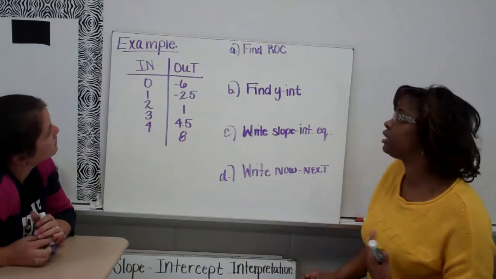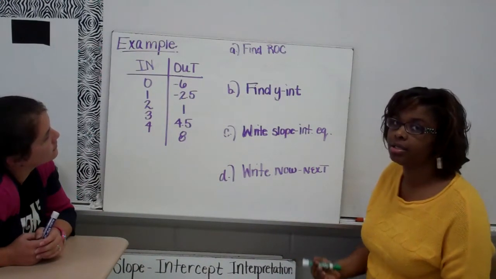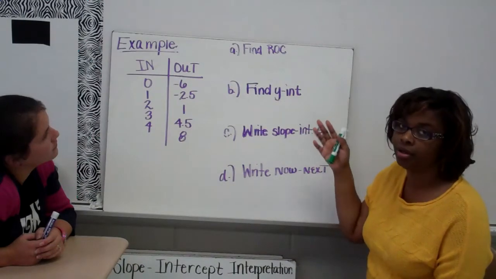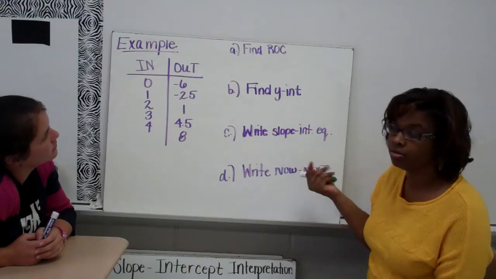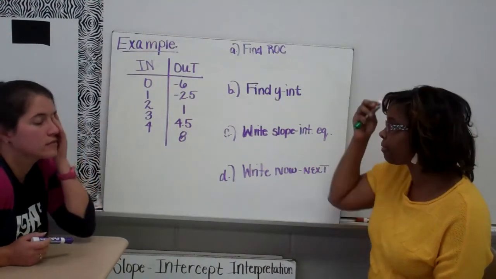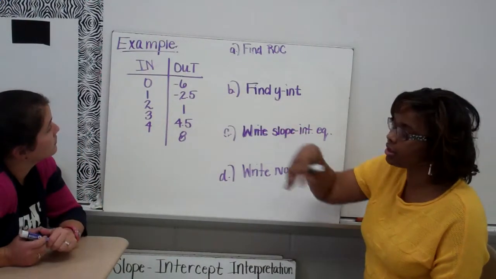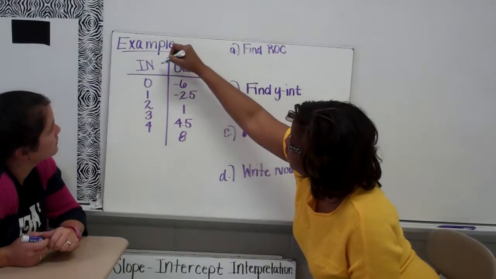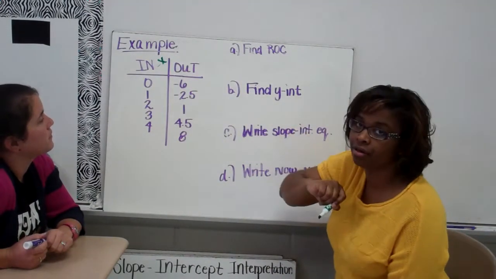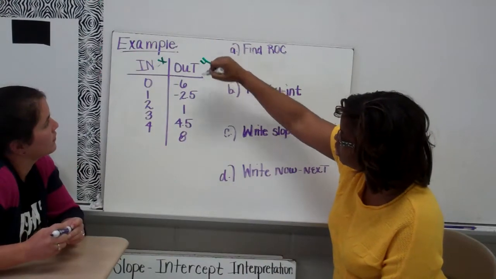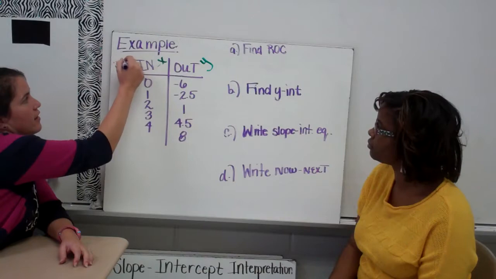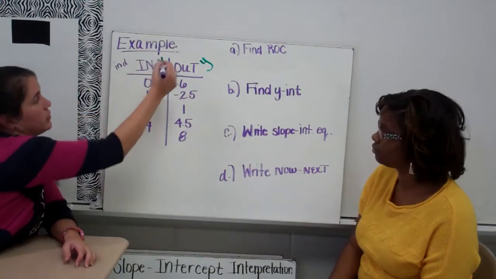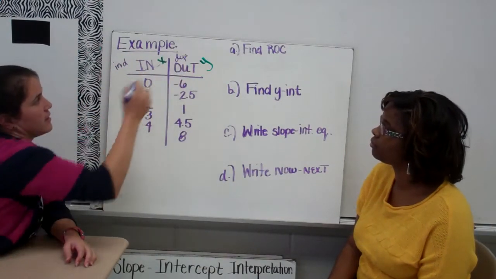Alright, so the example that we really want to talk about today is understanding what's happening if you have a table or a graph and being able to describe it in a real world situation. So we have an input-output table. Remember, input again is your x value and output is your y. Also, input is your independent variable and output is your dependent variable.